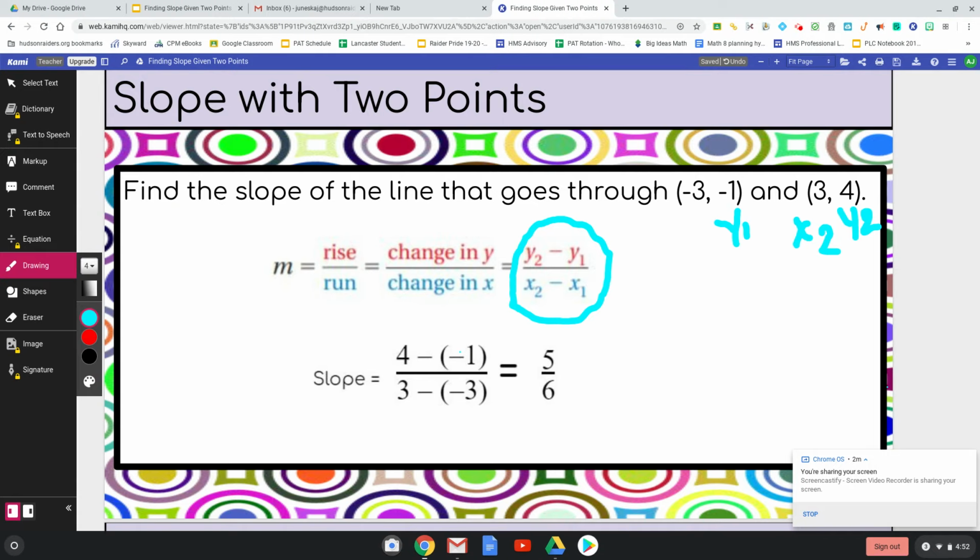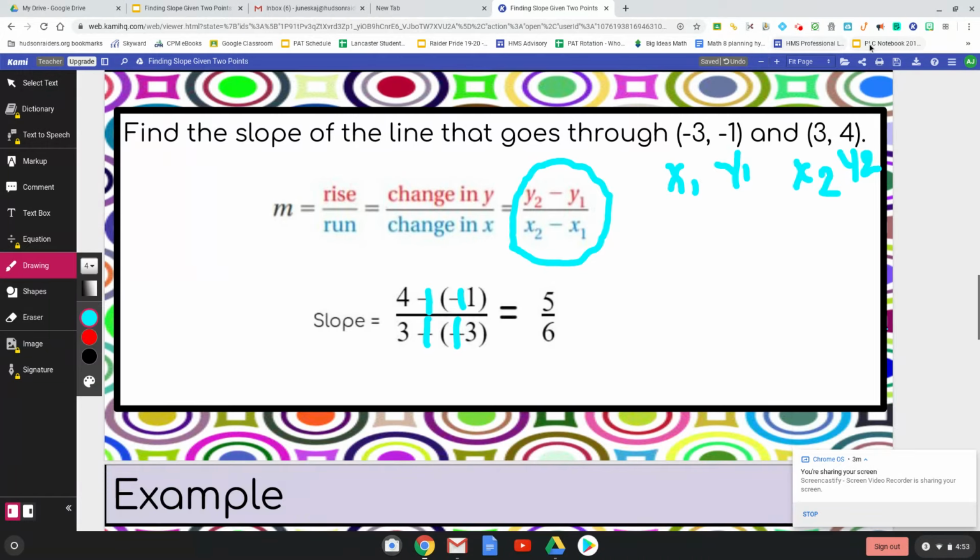x2 refers to the x value of the second point, and x1 refers to the x value in the first point. If we look at this example, we're going to take 4 minus -1 all over 3 minus -3. When we do the computations, remember that when we are subtracting a negative, we're really adding the opposite. So the problem becomes 4 plus 1, which equals 5, and 3 plus 3, which is 6. So the line that goes through these 2 given points has a slope of 5/6.